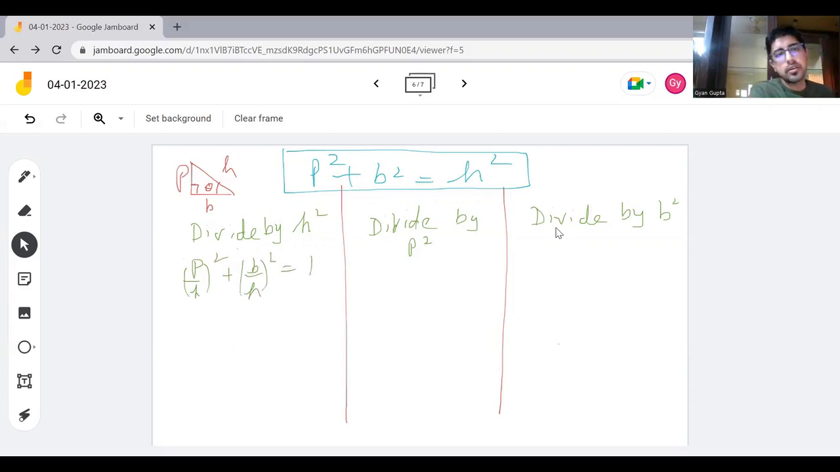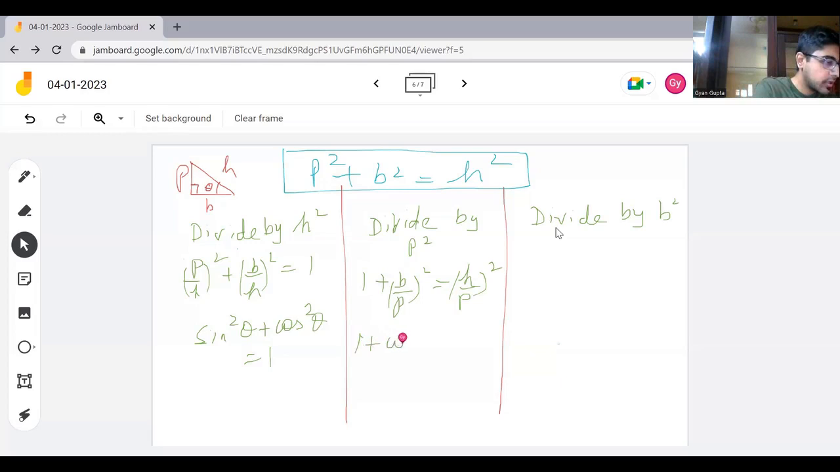And from the figure in red, we know p by h is sine, so sine square theta plus cos square theta is equal to 1. Now, if I divide by p square as per column 2, I will get 1 plus b by p the whole square is equal to h by p the whole square. H by p is nothing but the inverse of sine, which is cosecant. And b by p is nothing but cot. So we have 1 plus cot squared theta is equal to cosecant squared theta.